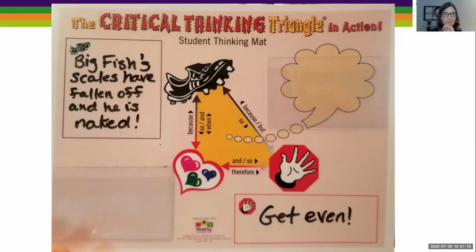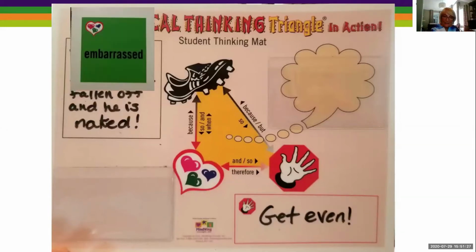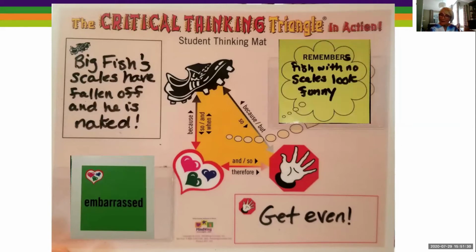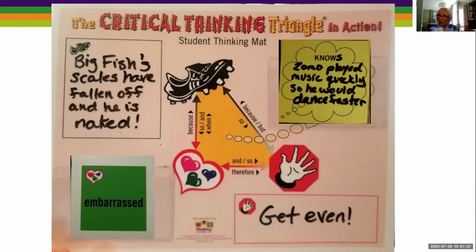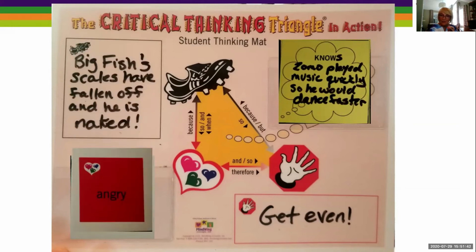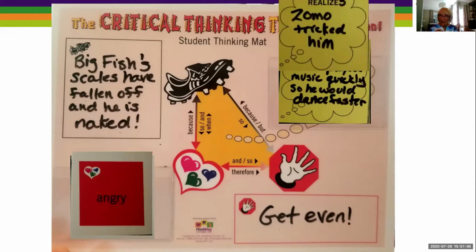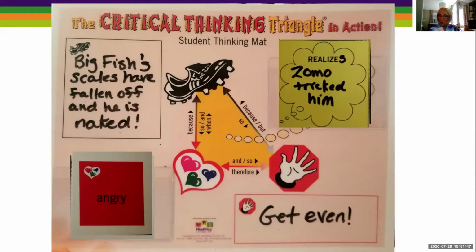and each of those characters that he tricks, they have their own story, which ultimately made them not happy with Zomo. That's right. So anyway, Big Fish's scales have fallen off and he's naked. That makes him feel embarrassed. He remembers that because he remembers that fish with no scales look funny. What does he know? He knows Zomo played music quickly so he would dance faster. That made him angry. As a result, he realized Zomo tricked him and his plan was to get even.